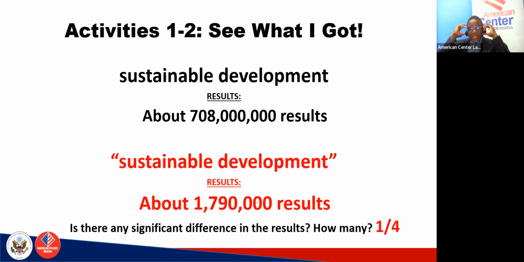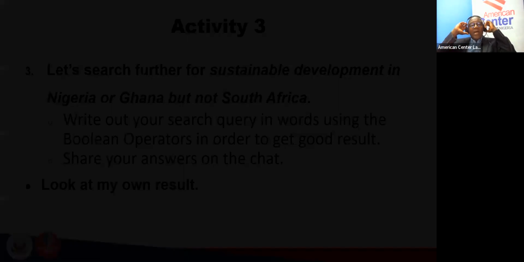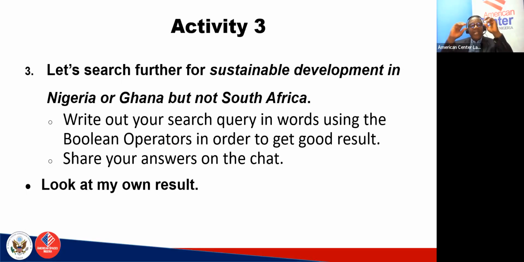All right, let's proceed. Activity 3. Let's go further. Sustainable development in Nigeria or Ghana, but not South Africa. I want you to write this search query down in words using Boolean operators in order to get good results. I want you to use the hand without using Google now.